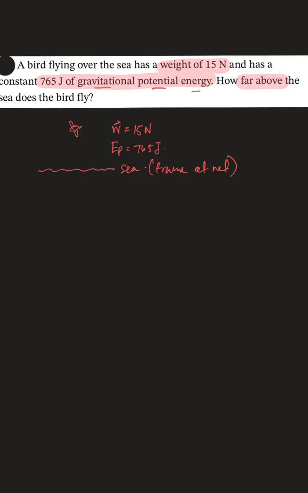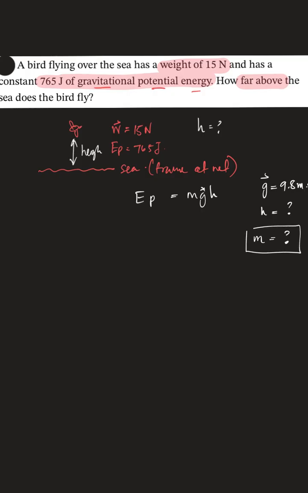They want to know what is this value here. So they want height. So in terms of height, I don't know. So what information do I have, or what do I need? I know that EP is equal to mgh. I know the g value is 9.8 meters per second. I don't know the height. I don't know the mass. But in terms of mass, what I do know is I know the weight.